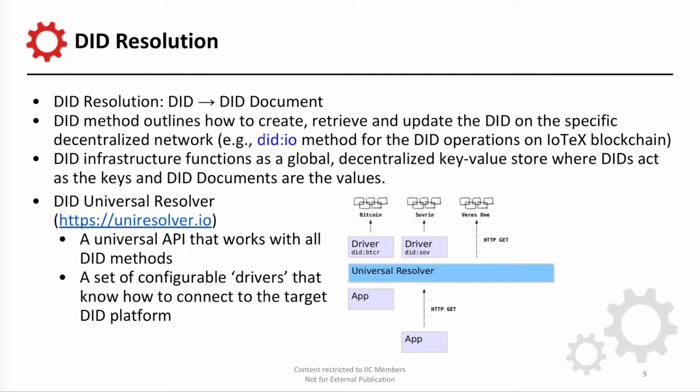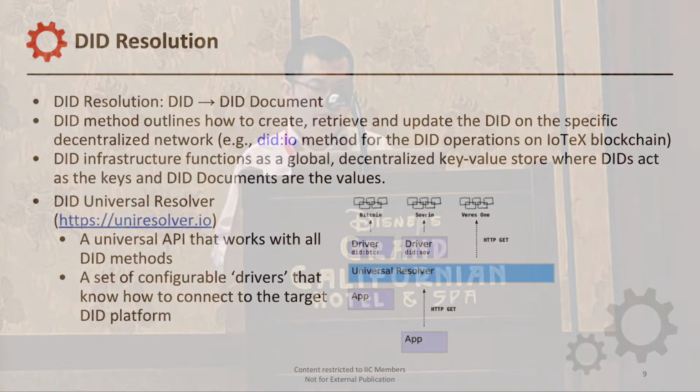Also, there is an online DID universal resolver. You can find it here. This resolver provides a universal API. Basically, it's like a middle layer between your platform and the user. The user can use their application to access this resolver, and the resolver will access your platform to retrieve all the information. You can develop the driver for your specific platform. Then, based on this, applications can easily get the DID documents.